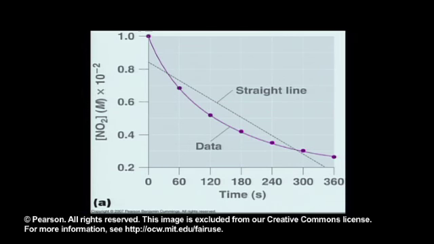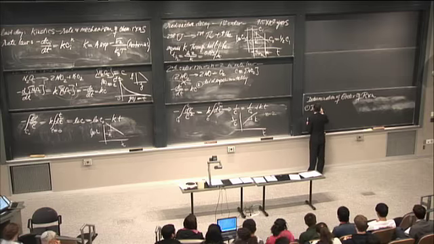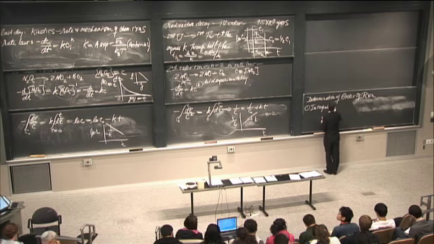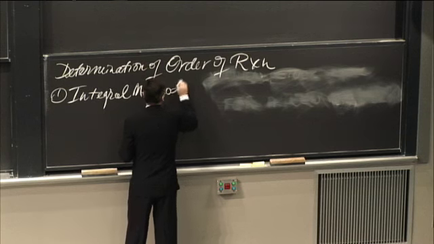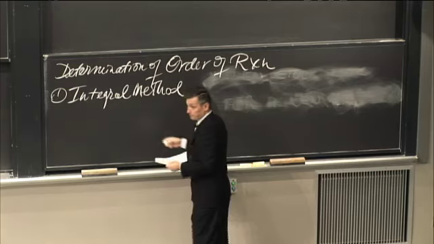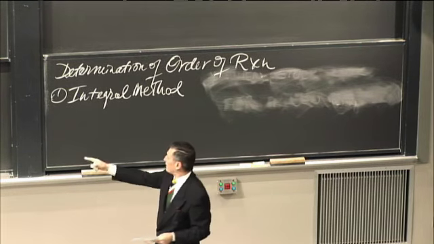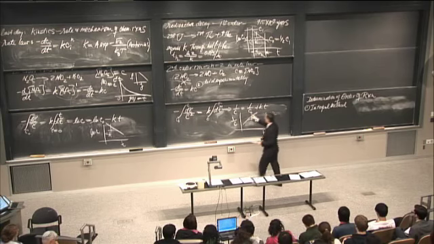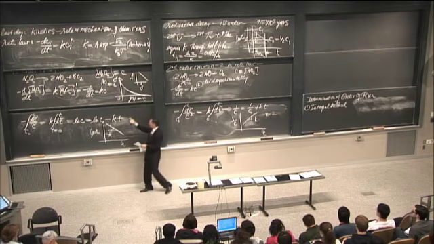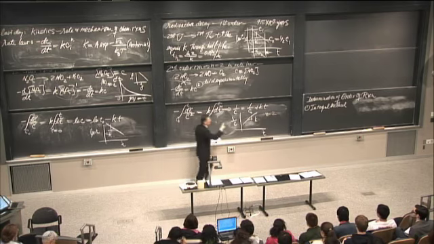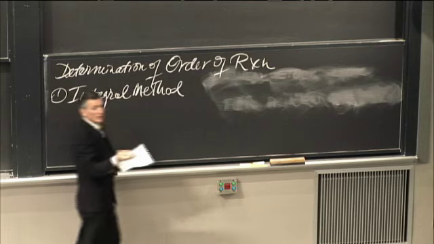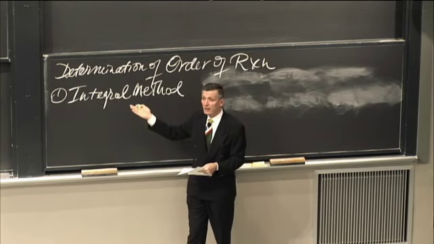So there's two general ways to do this. The first one is called the integral method, and that's what we've been doing up until now. It's called the integral method because it's using the integrated form of the rate equation. See? This is the integrated form, hence the integral method. And it's trial and error.